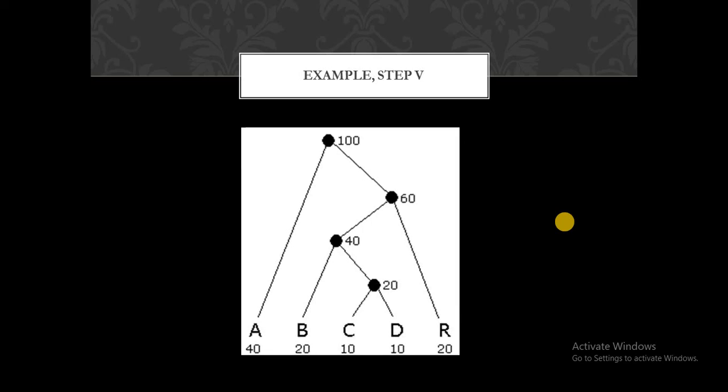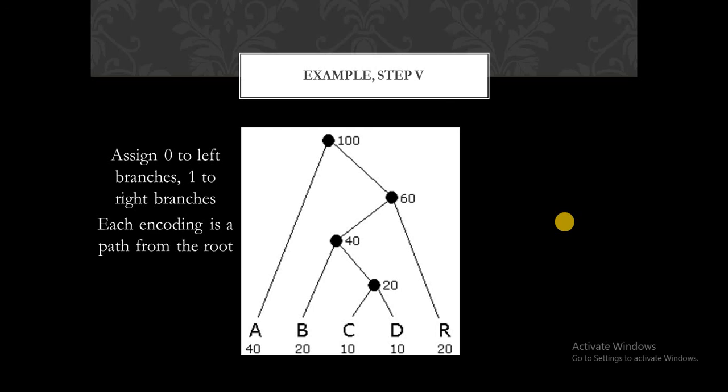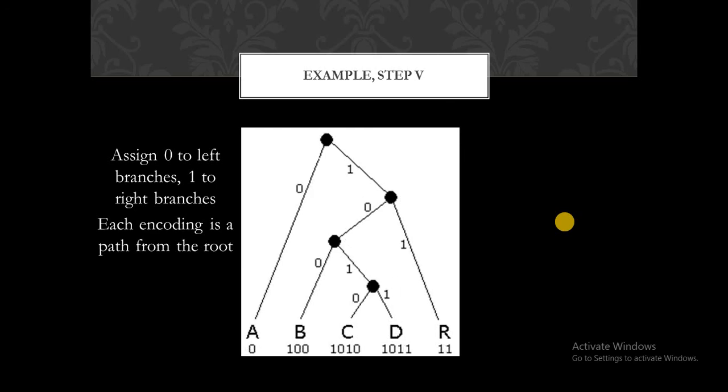Now we have to encode this. How to encode? Assign 0 to all left branches and value 1 to all right branches. See, all left branches are assigned with value 0 and all right branches are associated with value 1. Now we have to encode each letter. So this is the encoded data. Now this is the encoding information.